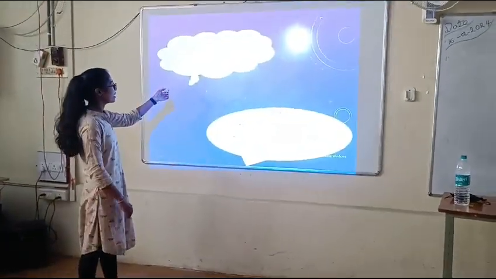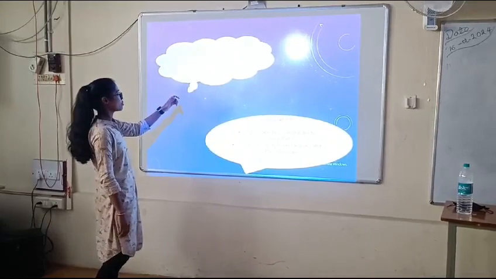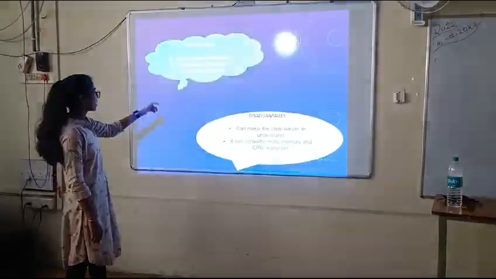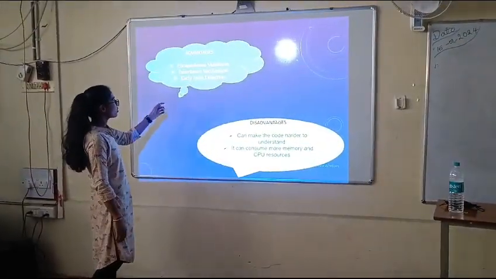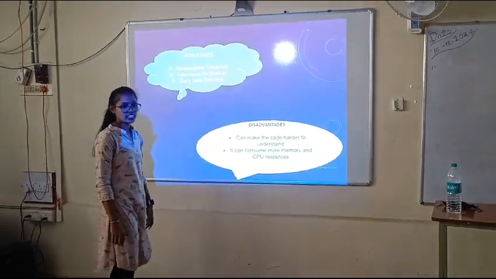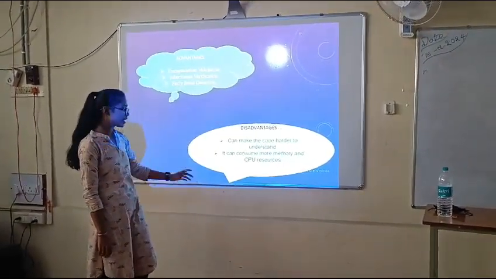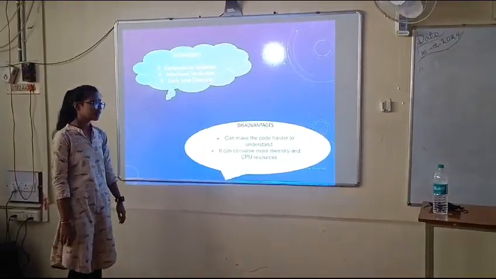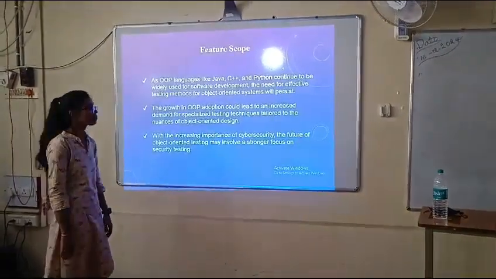Here are the advantages: validation of encapsulation, verification of inheritance, and early issue detection. The disadvantages are that it can make the code harder to understand, and it can consume more memory and CPU resources.